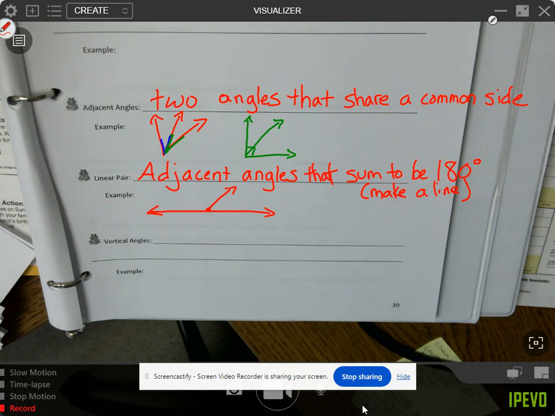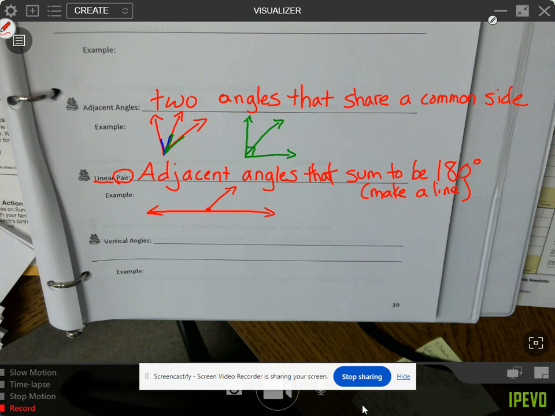Isn't the only difference between a linear pair and supplementary that linear could have more than two? So I was thinking about that also, but look carefully at what it's called. It's called a linear pair. What does pair mean? Two. Don't mean fruit.